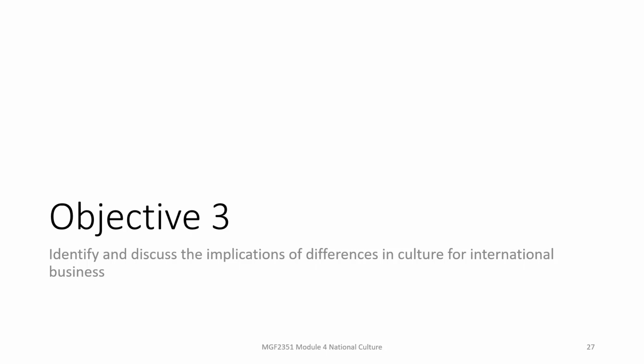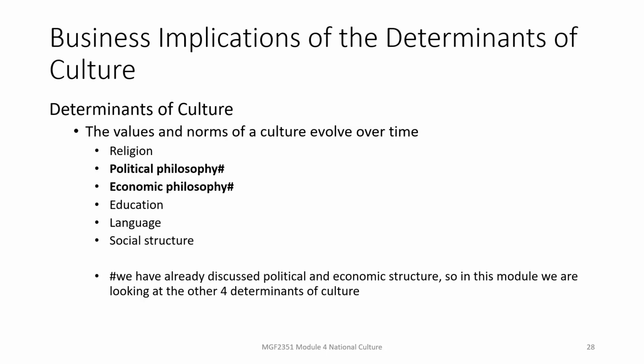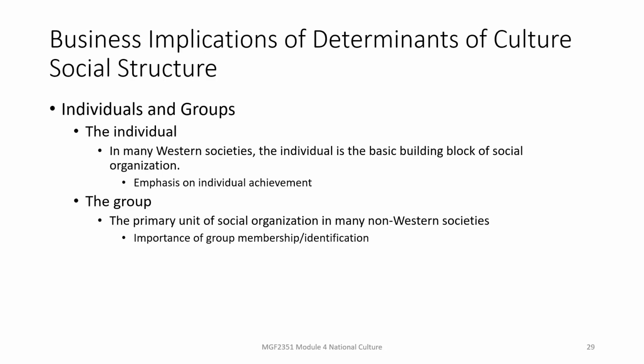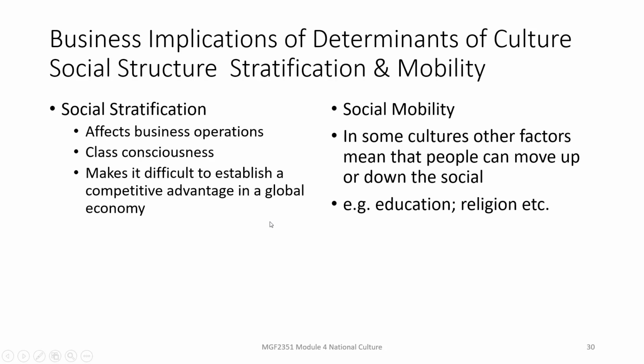So what are the implications of differences of culture for international business? For the determinants of culture, what we see for groups is that in many Western societies, the individual is the basic building block of social organisation, while in some other non-Western cultures, group membership and identification is the most important component. Social mobility varies.